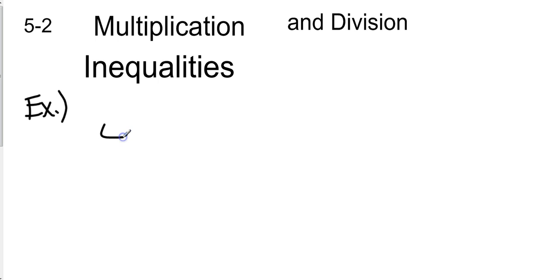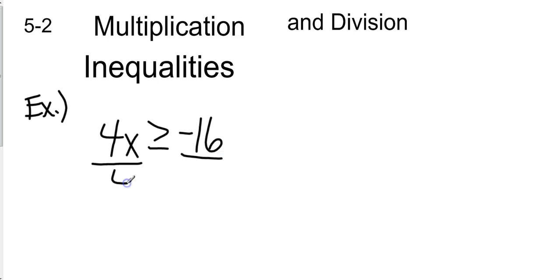If I had 4x is greater than or equal to negative 16, I want to isolate the variable, so I want to move my 4. Because the 4 and the x are multiplying, I'm going to do the opposite operation, which is division. So I'm going to divide both sides by 4. These 4s are going to cancel, because 4 divided by 4 equals 1. So I have 1x is greater than or equal to, and negative 16 divided by 4 is going to be negative 4.